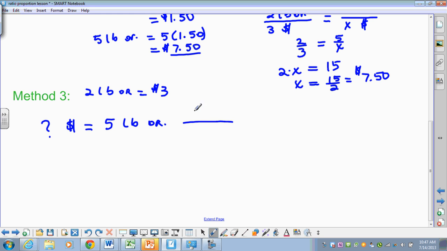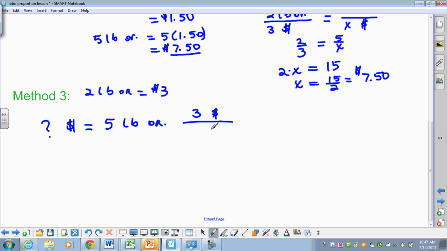Now, here's a question though. Would you put the 2 pounds on the top, $3 on the bottom, or vice versa? The 2 pounds on the bottom and $3 on the top. And always look at what you're trying to end up with. If it's dollars, you want to have the dollar amount on the top. So here we're going to have $3.